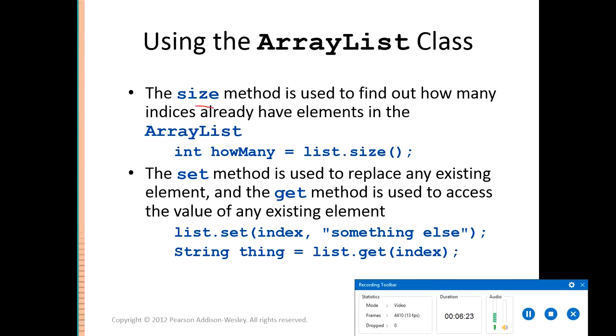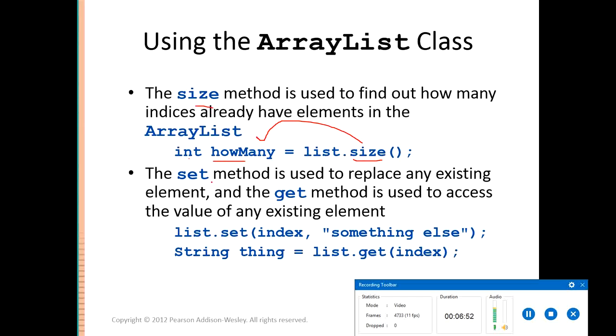Size method. The size method is used to find out the current size of my array. So for example, in the ArrayList, we can have an integer how many, equals list dot size. So when I call the size method, the number of elements will be stored in this integer variable. So it will return the size.